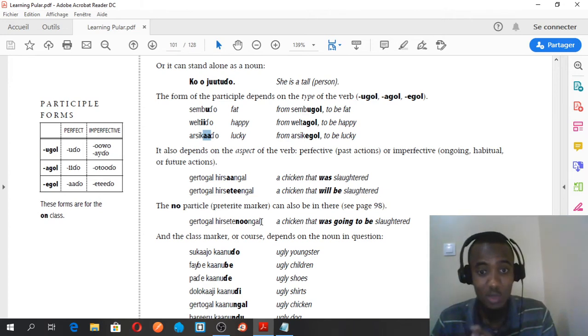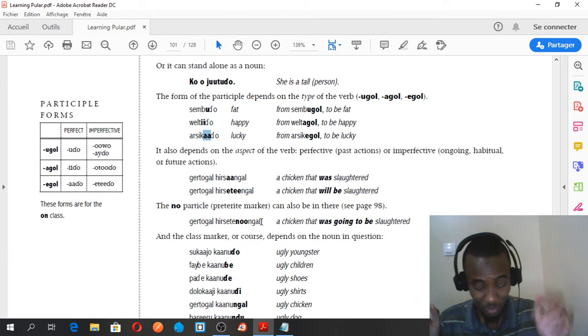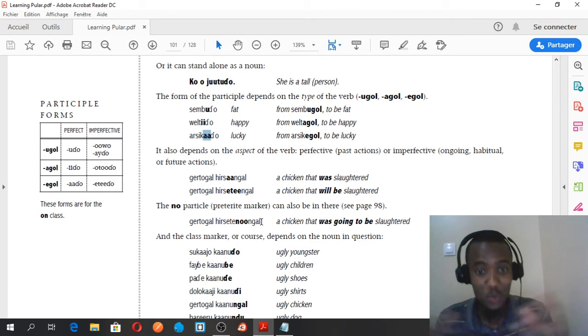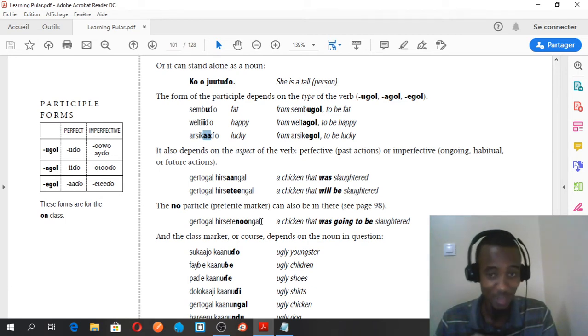If I say, Gertogal hirsete noongal, lawike galdugi, the chicken that was going to be slaughtered ran away. It escaped. So now people are running after it. Yimbe benno jokkutude, ma faibe benno jokkutude ngal. And the kids are running after it. Gertogal hirsete noongal ngal. The second ngal is when I say that. Gertogal hirsete noongal: a chicken that was going to be slaughtered. But how do I say the chicken that was going to be slaughtered? I will add a second ngal.